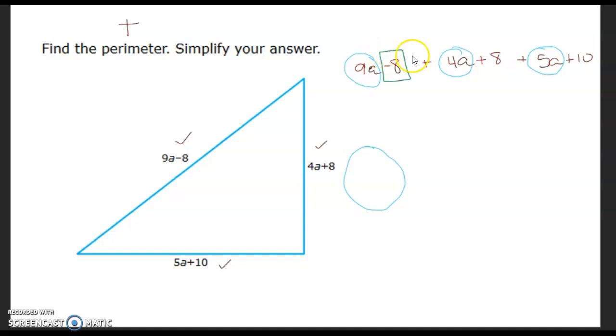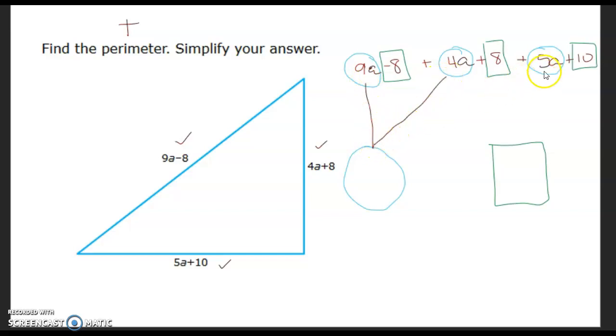So -8, don't forget that negative sign that's with it. So we have -8, it's just a number. So let's find other numbers. So we have 8 and 10. So we're going to go ahead and combine. All right, so let's do my circles.